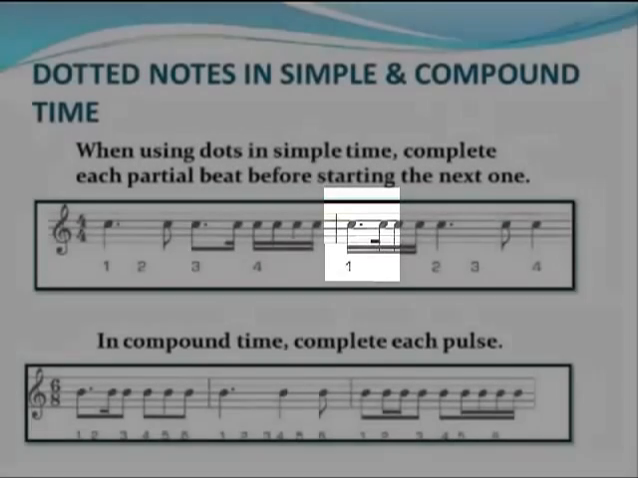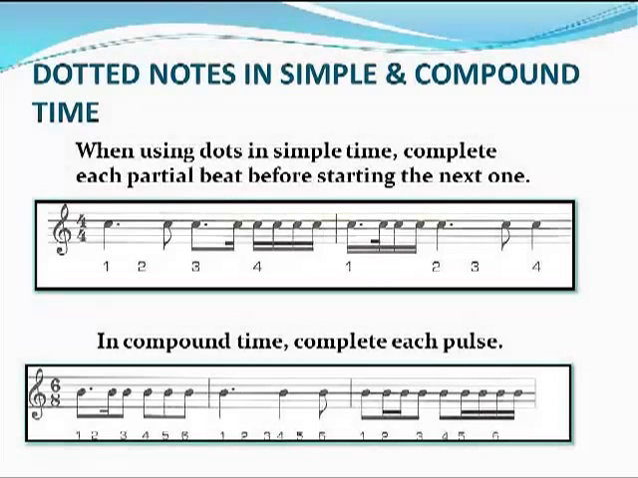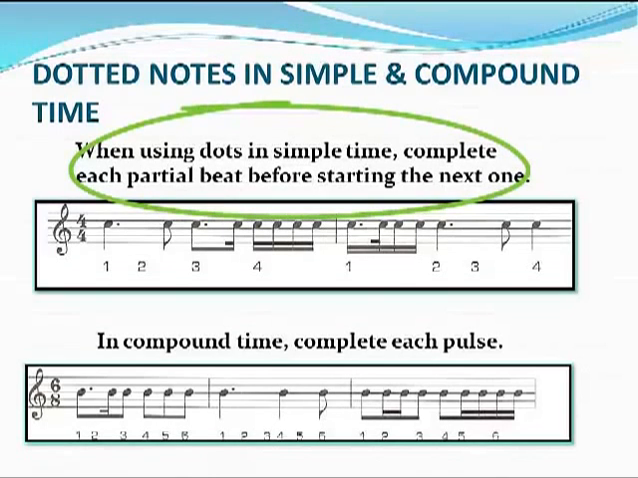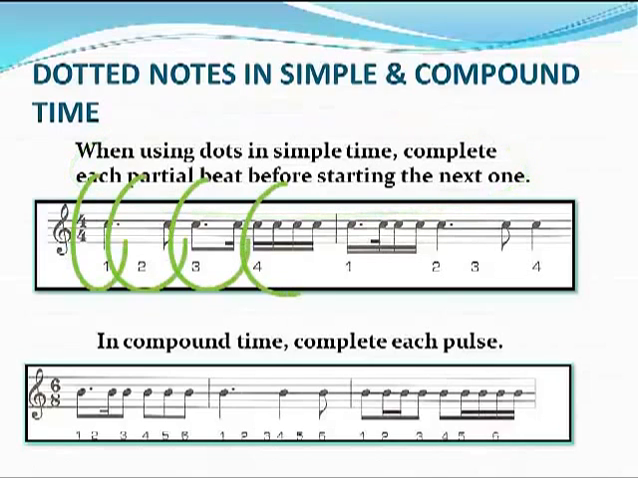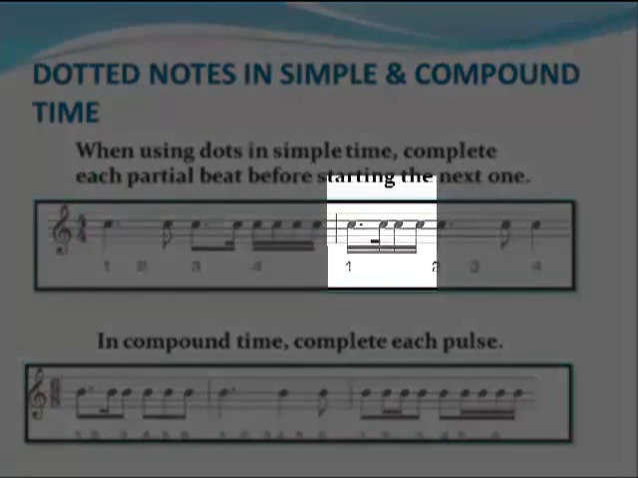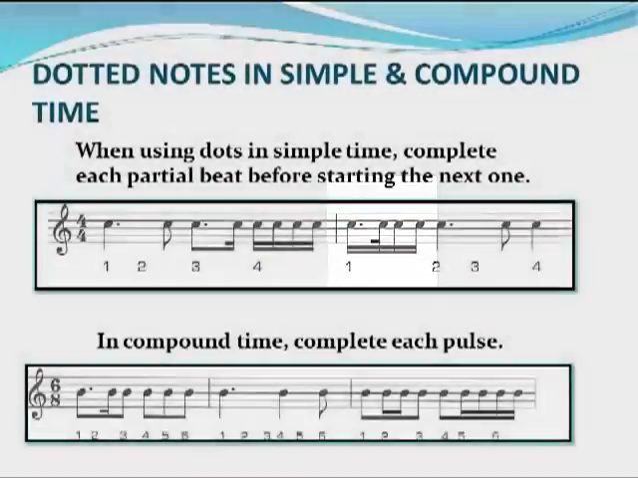When you're using dots in simple time, you must complete each partial beat before starting the next one. You should still be able to draw beat bubbles so you can see each individual beat as much as possible. In our first example, we begin with a dotted quarter note. You must complete that second beat with a note before you move on to the third beat. In the second measure, we have a dotted 16th note which must be completed with the 32nd note. In compound time, you must complete each pulse.